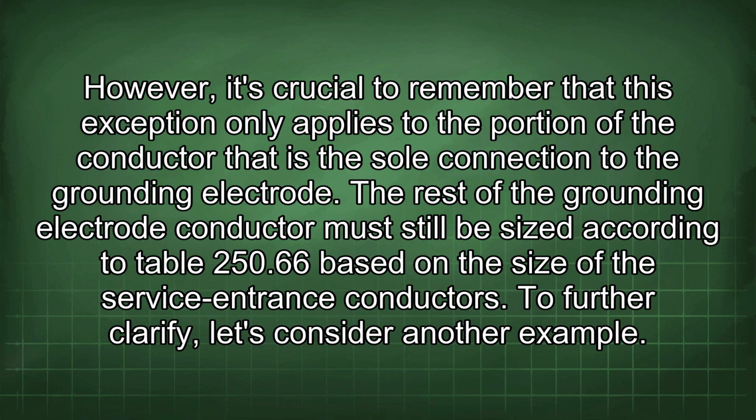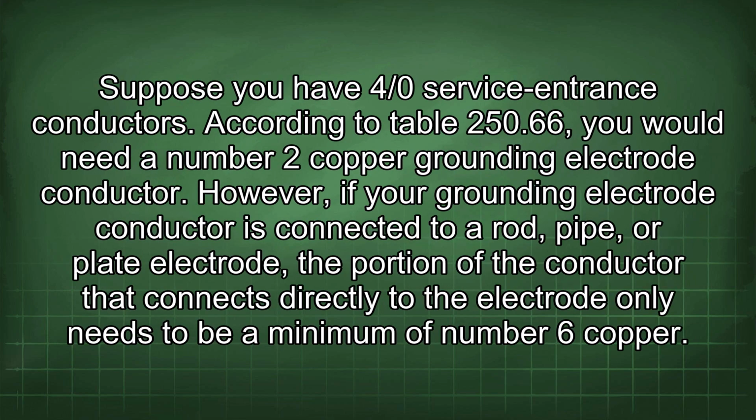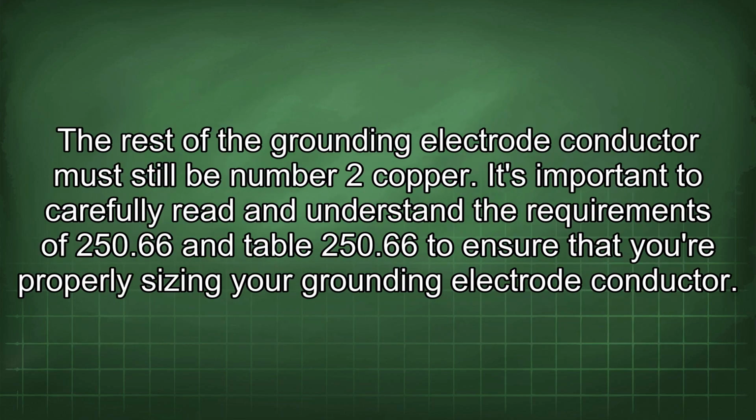The rest of the grounding electrode conductor must still be sized according to Table 250.66 based on the size of the service entrance conductors. To further clarify, let's consider another example. Suppose you have 4/0 service entrance conductors. According to Table 250.66, you would need a number 2 copper grounding electrode conductor. However, if your grounding electrode conductor is connected to a rod, pipe, or plate electrode, the portion of the conductor that connects directly to the electrode only needs to be a minimum of number 6 copper. The rest of the grounding electrode conductor must still be number 2 copper.